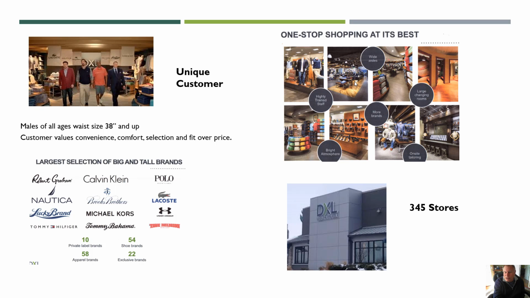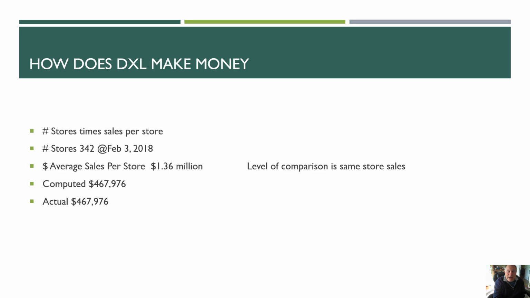When we look at the stores, they have wide aisles, large changing rooms, on-site tailoring, more brands, bright atmosphere. So this gives you a picture of who their customer is, what their products are. How do they make money? Pretty straightforward. They have stores, and it's sales per store. So if I look, in February of 18, they had 342 stores, average sales of 1.36 million, and when I do the computation, I come out pretty much the same.